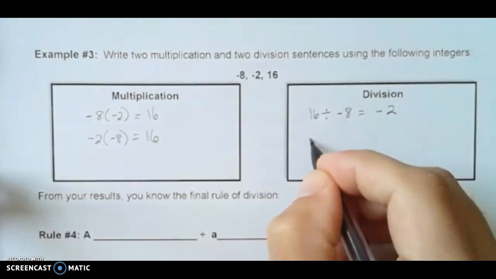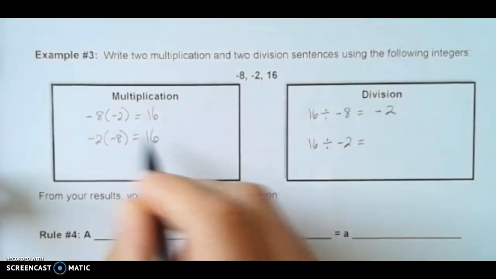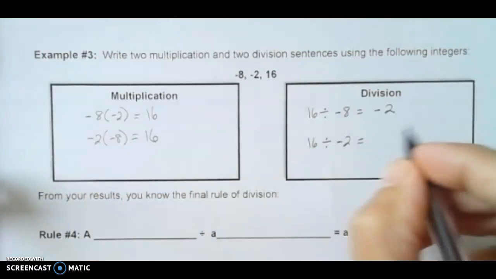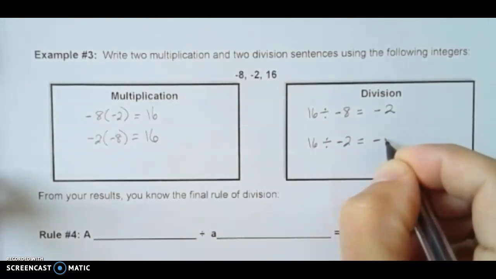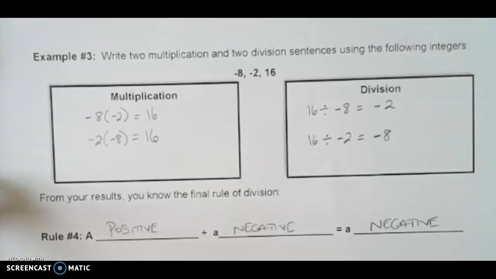Or if I start with 16 and I divide it by the negative 2, well, again, because of this fact family right here, then 16 divided by negative 2 is going to have to give me negative 8. Okay, from your results, you know the final rule of division. Both of these problems show the same division rule, that if we start with a positive number and we divide by a negative number, okay, well then our quotient is going to be a negative number as well. A positive divided by a negative equals a negative.